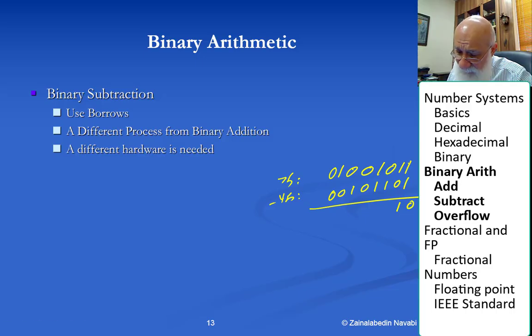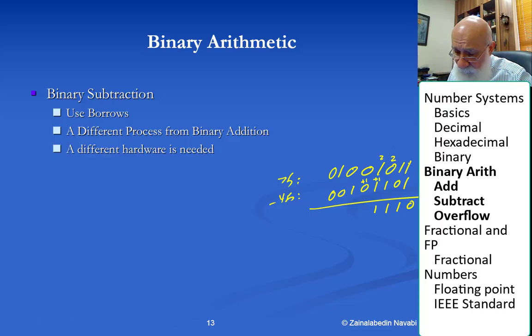Because I cannot do this, I borrow from the previous position. I add a 1 to this, and that 1 borrowed from here becomes a 2 here, and therefore 1 from 2 becomes a 1. And then I have a 2 here. 2 from 1 I cannot subtract, so I borrow again, and the top 1 becomes a 3. Subtracting 2 from 3, that's a 1.